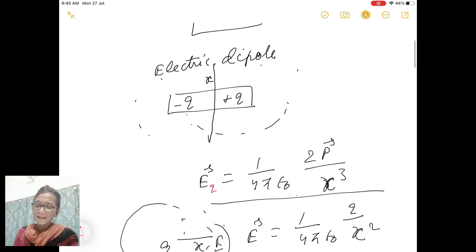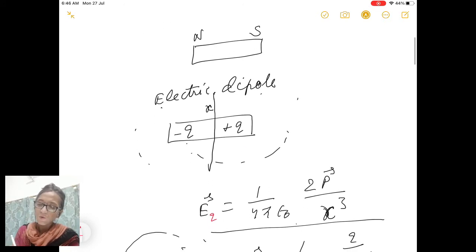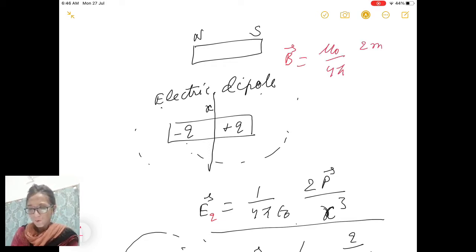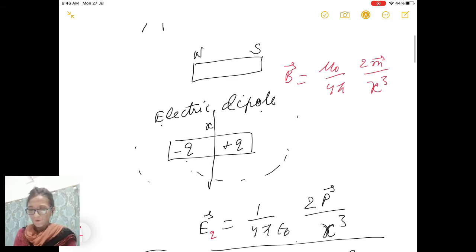Now the magnetic field due to a magnet is written as B, and it is given by mu naught upon 4 pi times dipole moment upon x cube. This is the magnetic field given by a magnetic dipole, a bar magnet, at a point on the equatorial bisector at a distance x. It is bisecting, so it is your equatorial bisected point.